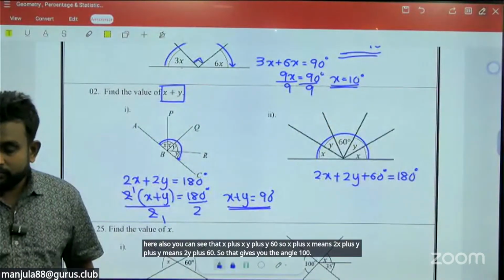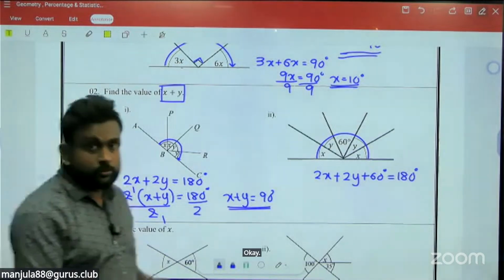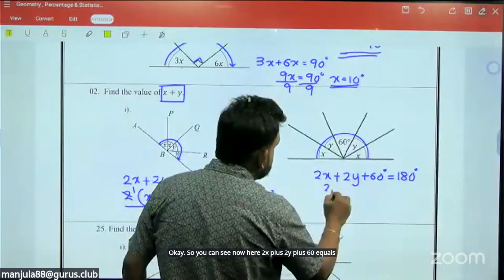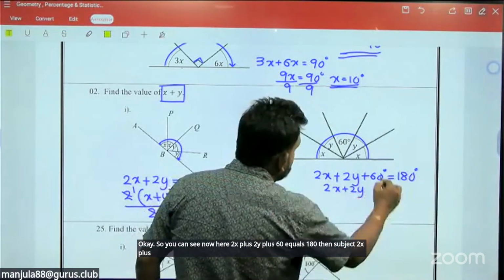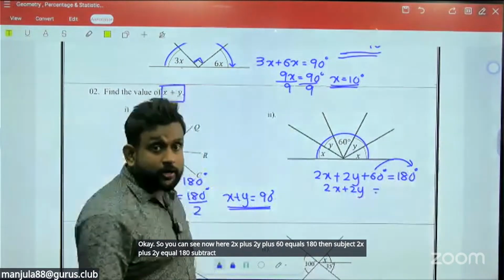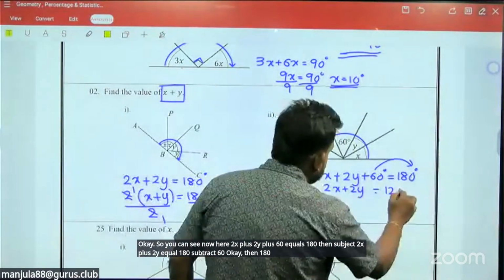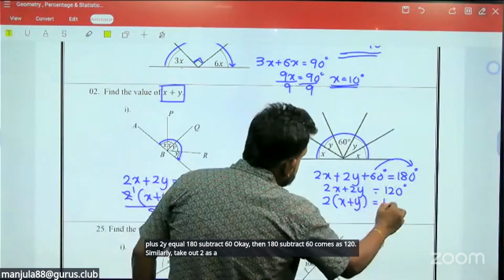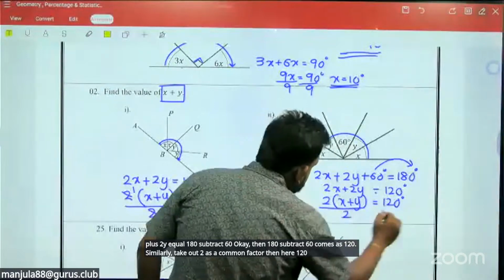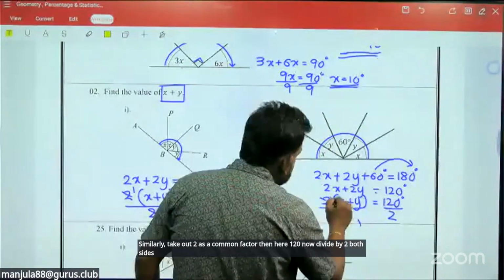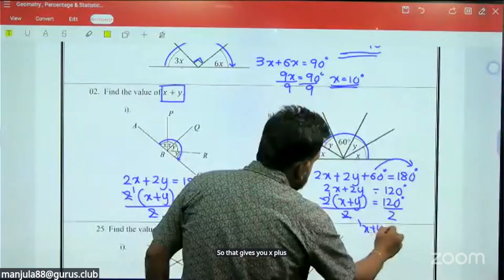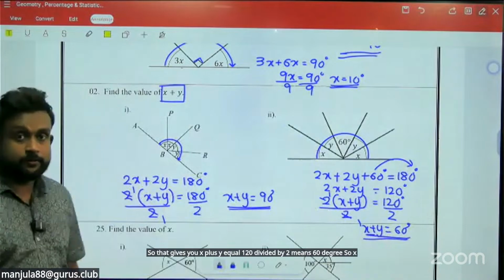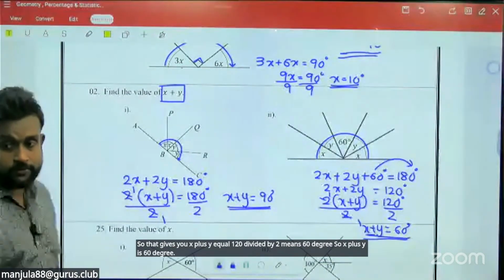Okay. So you can see now here 2x plus 2y plus 60 equals 180. Then, making the subject, 2x plus 2y equals 180 subtract 60. Then 180 subtract 60 comes as 120. Similarly, take out 2 as a common factor. Then here 120. Now divide by 2 on both sides. So that gives you x plus y equals 120 divided by 2, which means 60 degrees. So x plus y is 60 degrees. Okay, fine.